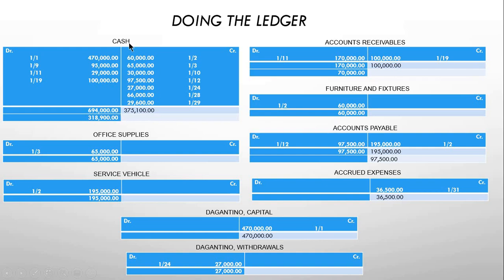We get the balance of 318,900. Meaning the cash has a debit balance, because debit is bigger than credit. The debit balance is the difference between the debit and the credit. Okay? So, the same goes with accounts receivable.